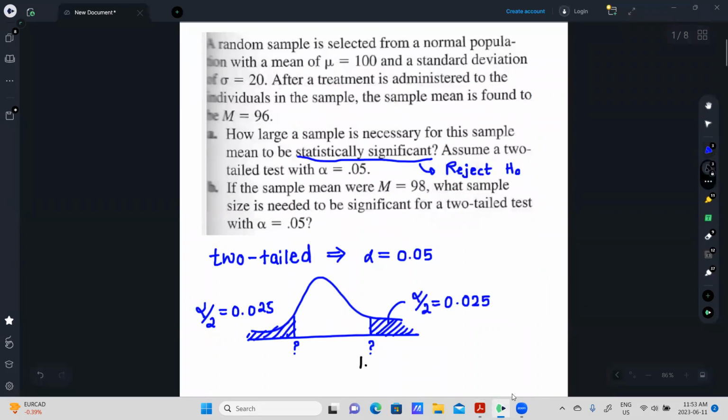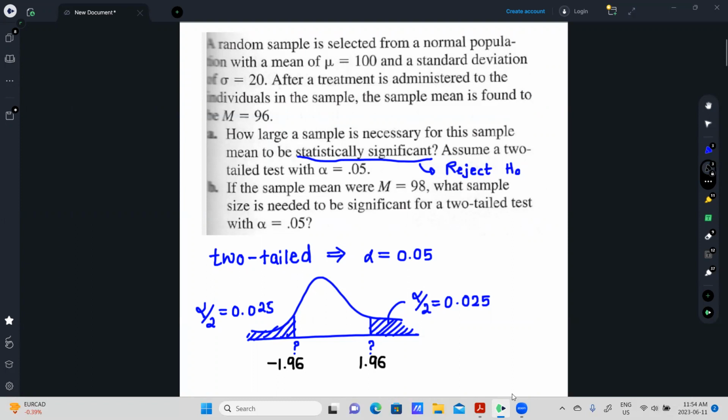And this alpha equal to 0.05 is the common case. When you do more examples, you will even remember this value. When alpha is equal to 0.05, and it's a two-tailed test, then the critical value is 1.96.